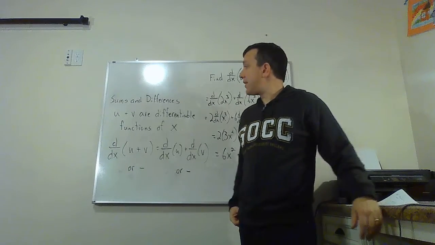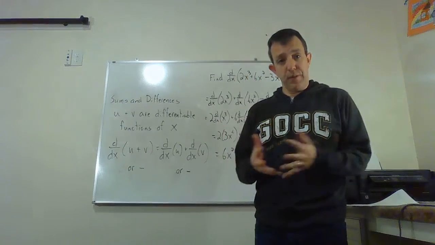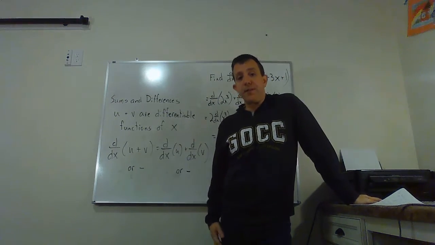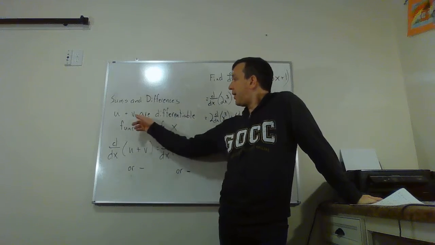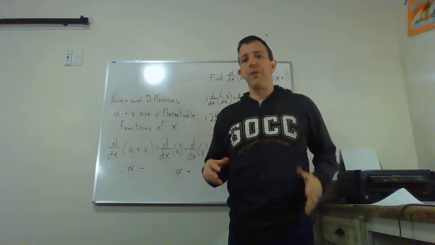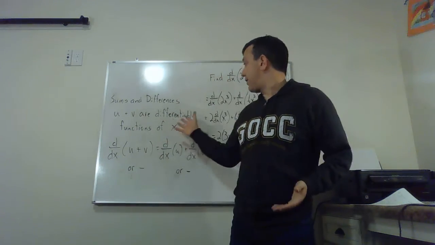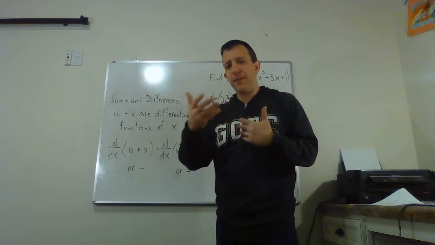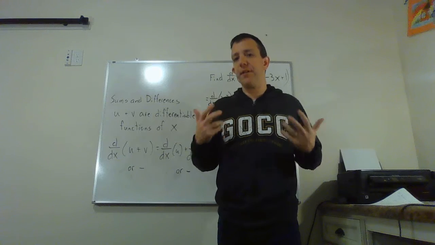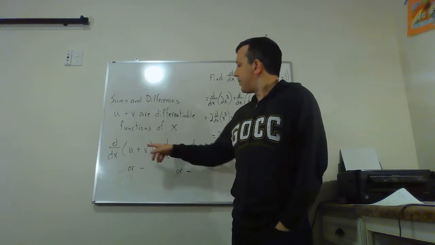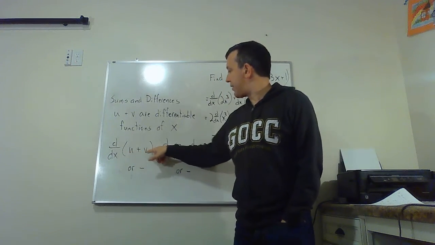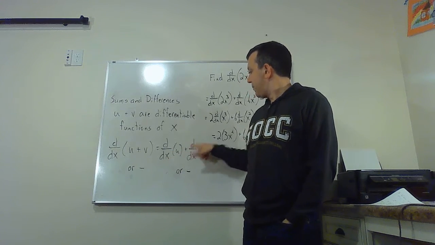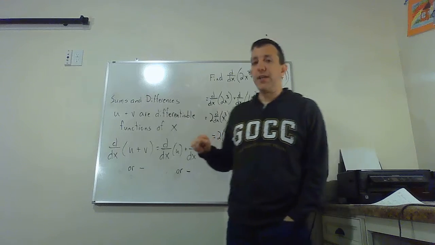Okay, so the next really important tool in us being able to work with derivatives nicely is a rule for sum and differences. So now we have two differentiable functions. Okay, again, u and v here are differentiable functions of x. That just means we're using them as placeholders for something we know how to find the derivative of. So the derivative with respect to x of u plus v is equal to the derivative with respect to x of u plus the derivative with respect to x of v.